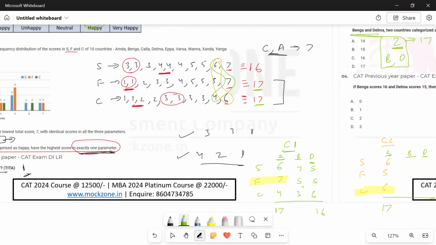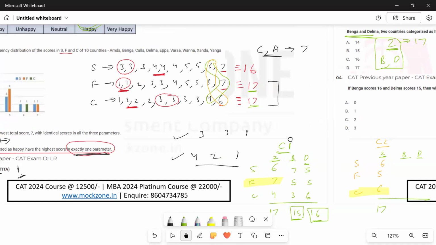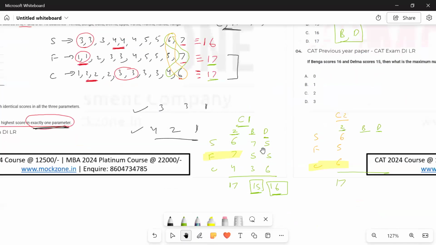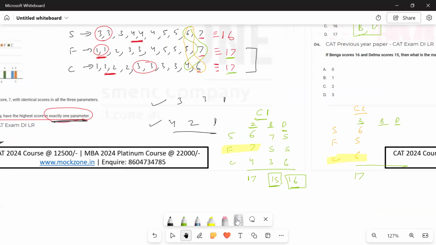ये 12. 8 + 7 15, which is not same. So B का मैक्सिमम पॉसिबल इज 15, D का मैक्सिमम पॉसिबल इज 16. If they need to be common, D needs to step down to 15. So इन दोनों में मैक्सिमम कॉमन क्या हो सकता है? 15 मैक्सिमम कॉमन हो सकता है केस 1 में.